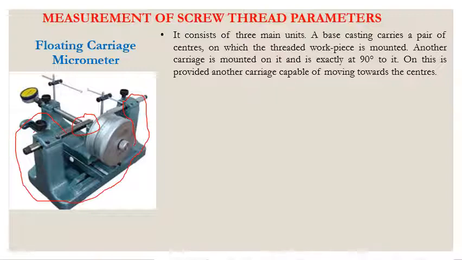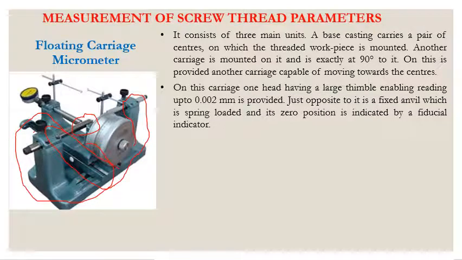Another carriage is mounted on it, exactly 90 degrees with respect to its base. This is provided with one carriage capable of moving towards the center. On this carriage, there is a head having a large thimble. Here we can see a large drum or thimble enabling reading up to 0.002 mm. Just opposite to it is a fixed anvil.